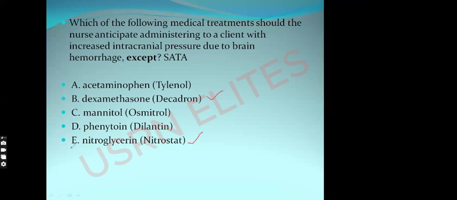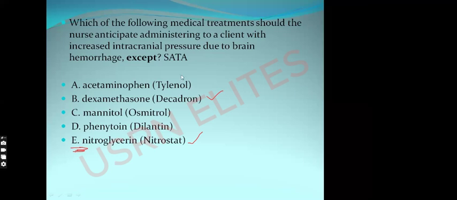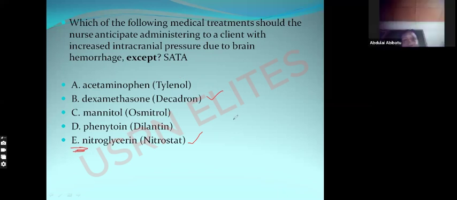So let's talk about the E first. Why won't you give the E? It's a vasodilator. It's a potent vasodilator, and when it opens the blood vessels, there will be more seeping of fluid. Yeah, that's true. And dexamethasone is a corticosteroid, and it also retains fluid.